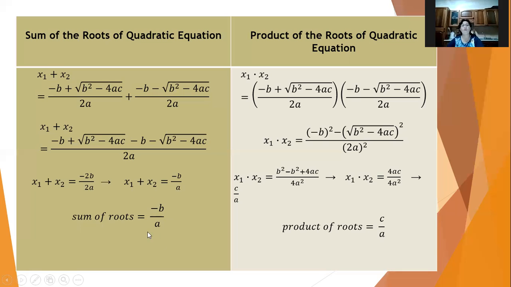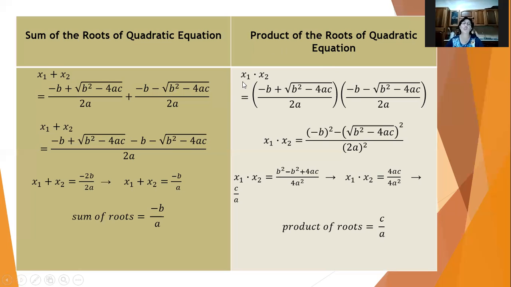You can use the numerical coefficient of the linear term, which is b, and the numerical coefficient of the quadratic term, which is a. Again, this is the formula in finding the sum of the roots: negative b over a. Now, how about the product of the roots of quadratic equation? When we say product, the operation is multiplication. It is x sub 1 times x sub 2.